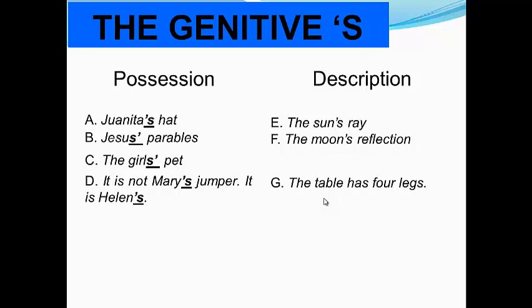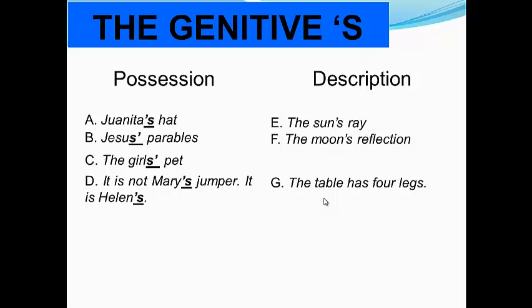So, going back to the examples in E and F, we see that the sun and the moon are not aware of the light they have. Therefore, they don't possess light as a material good. What example E rather expresses is a quality of the sun. It is a description of a property of the sun. In example F, we're talking about a property associated to the moon, its reflection.